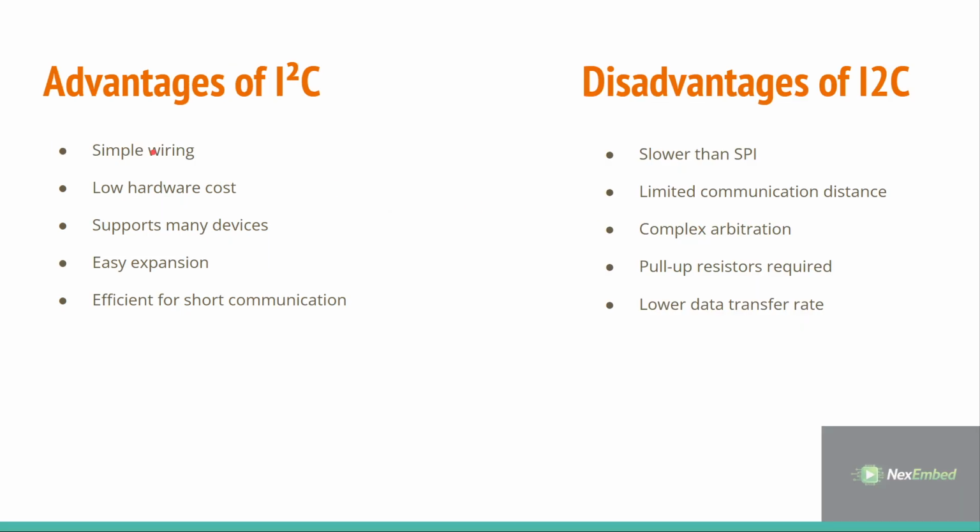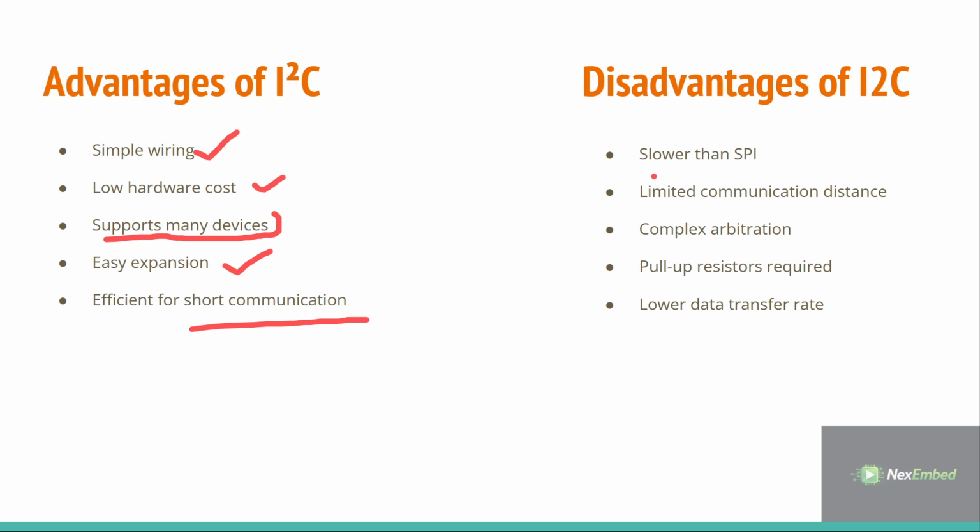So what is the advantage of I2C? It is simple wiring when compared to SPI. It has only a 2-wire system, and the hardware cost is also low. I2C is supported in many devices. Most sensors come with I2C peripherals, and its expansion is also easy, and it is efficient for short-distance communication.